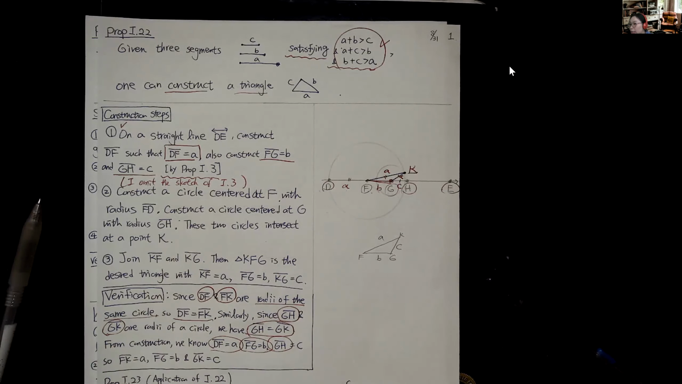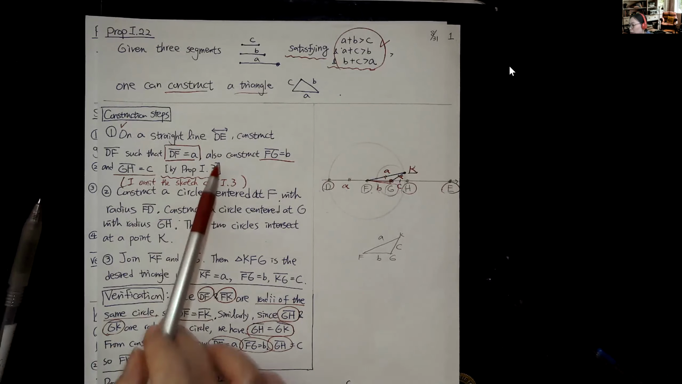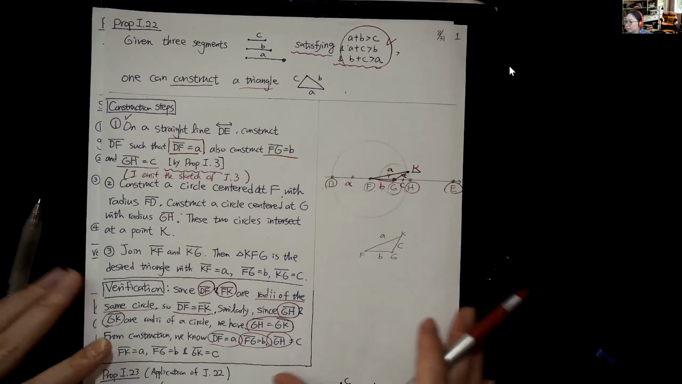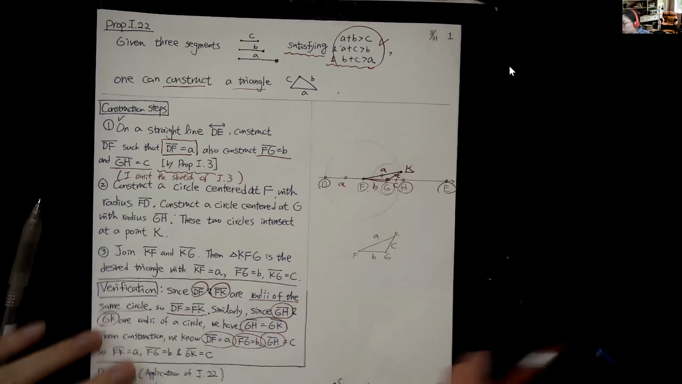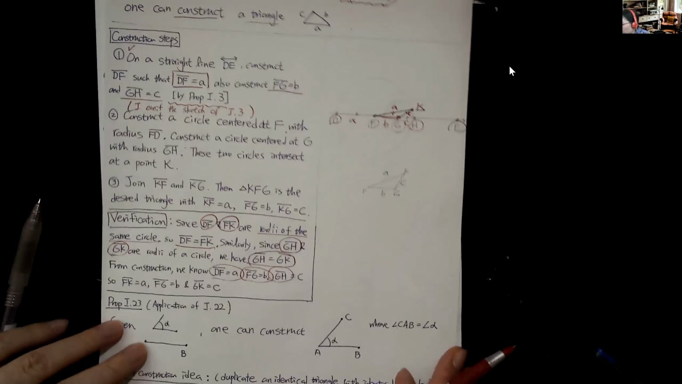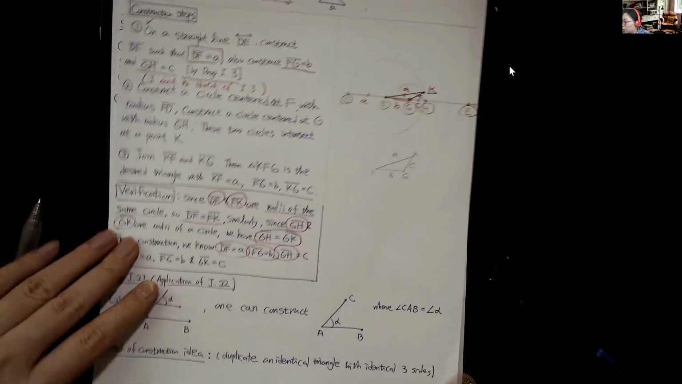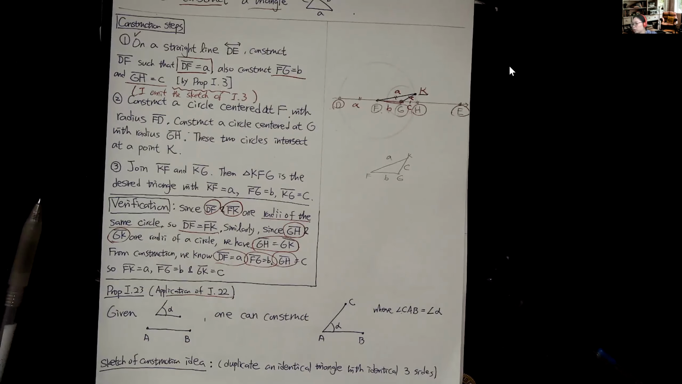But by no means is Euclid's construction proof here the only way to do it. You can definitely come up with other methods that do not rely on a previous proposition. For some of them you can come up with two or three different types of proof. So I just want to remind you that Euclid's way may not be the best way to do it.